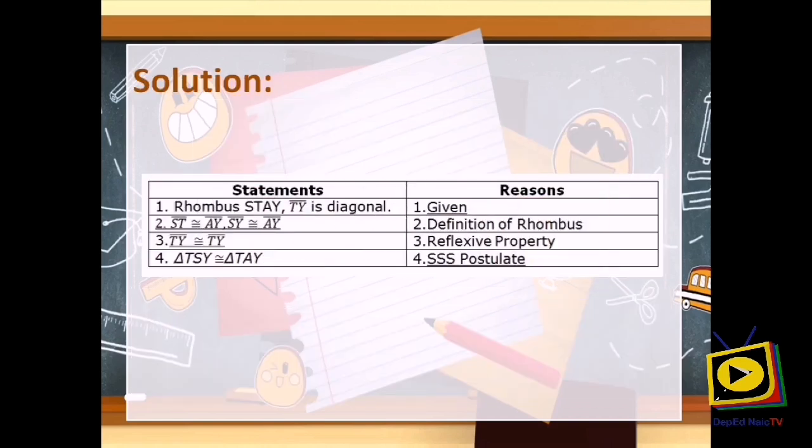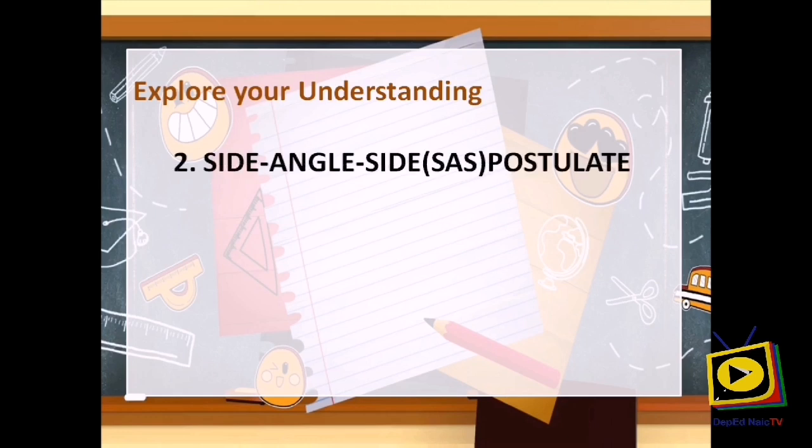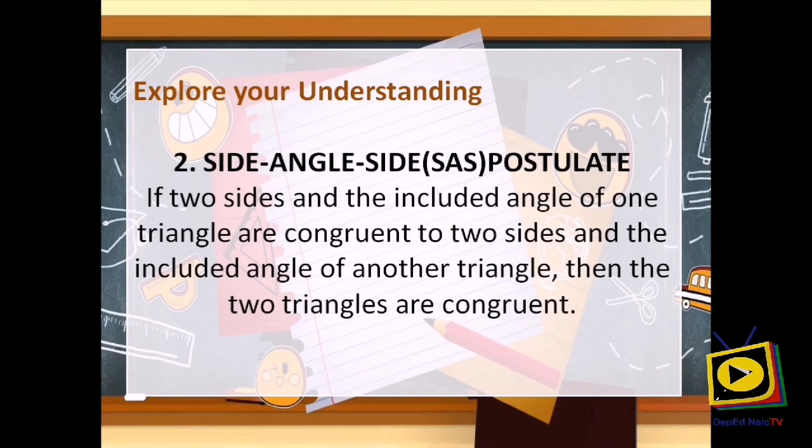And here's the answer. Kindly check your work. Two, side-angle-side or SAS postulate. If two sides and the included angle of one triangle are congruent to two sides and the included angle of another triangle, then the two triangles are congruent.